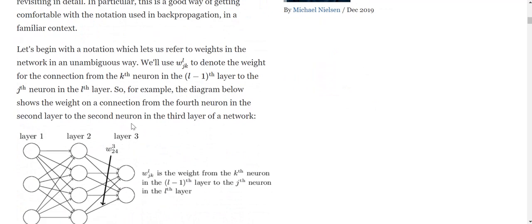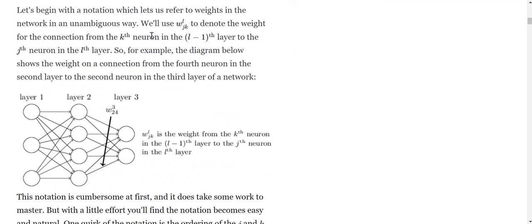So let us begin with a notation which lets us refer to weights in the network in an unambiguous way. We'll use w_jk^l, which I'll pronounce as w j k l, to denote the weight for the connection from the kth neuron in the (l-1)th layer to the jth neuron in the lth layer. So for example, the diagram below shows the weight of a connection from the fourth neuron in the second layer to the second neuron in the third layer.